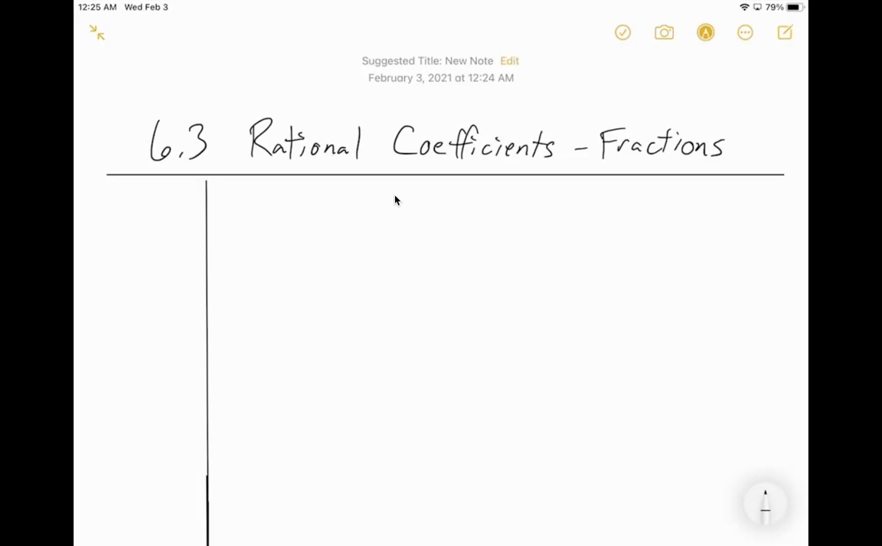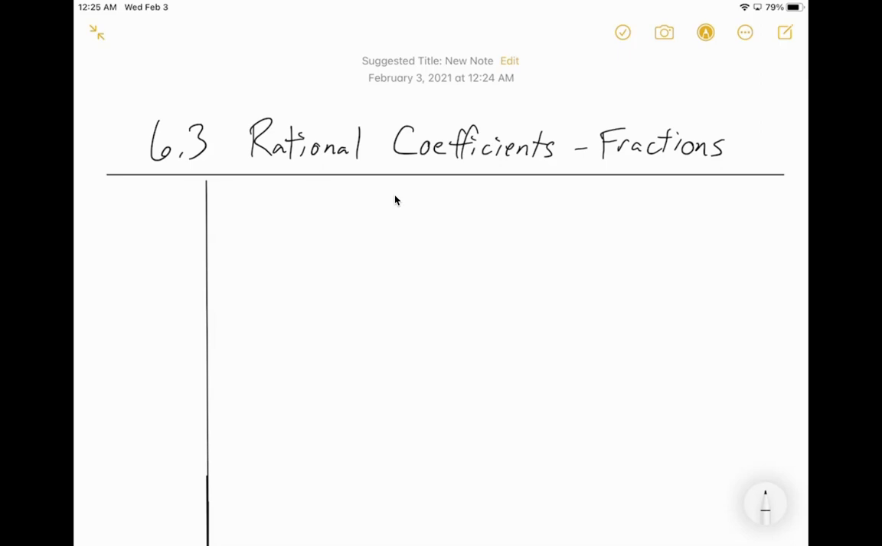All right, class. Today we're going to look at lesson 3 in chapter 6, dealing with rational coefficients, in this case, fractions. We're actually going to break up this lesson into two parts, fractions and decimals. So today we'll take care of fractions, and then the next lesson will be about decimals. Now remember, rational coefficients. Remember, coefficients are the numbers in front of the variables, and if a number is rational, it means it can be written as a fraction.